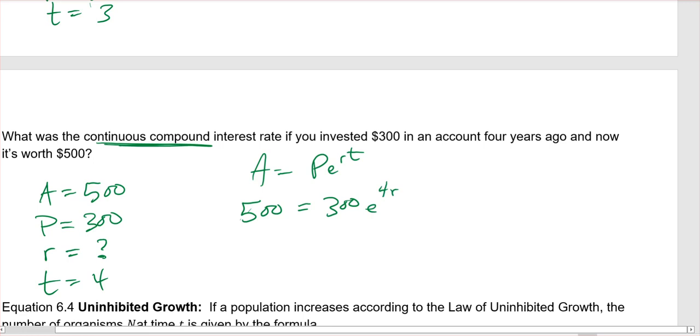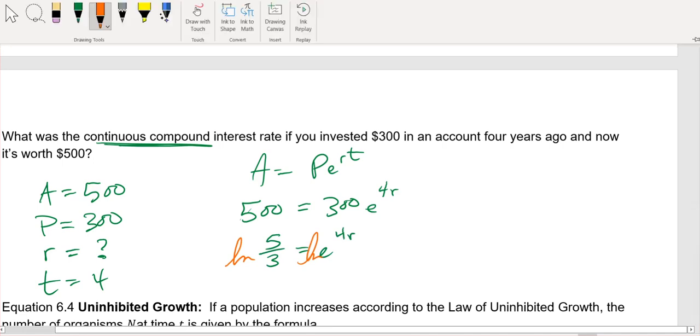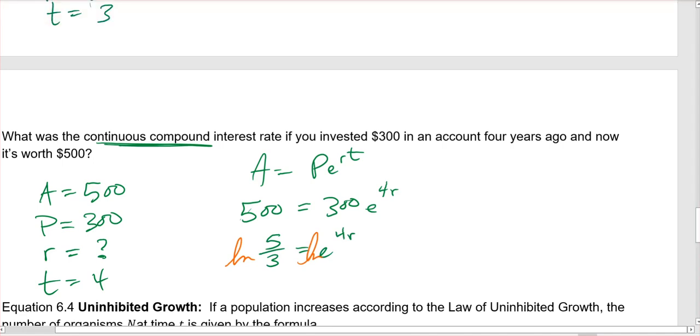Okay, so now that we have this, we're at the point where we're just going to use our equation solving strategies from the previous sections, right? We want to get that exponential expression alone. So divide both sides by 300. We'll get 5 over 3. And now we've got our exponential expression isolated on that one side, so we'll just take the natural log of both sides. And we're essentially home free here.